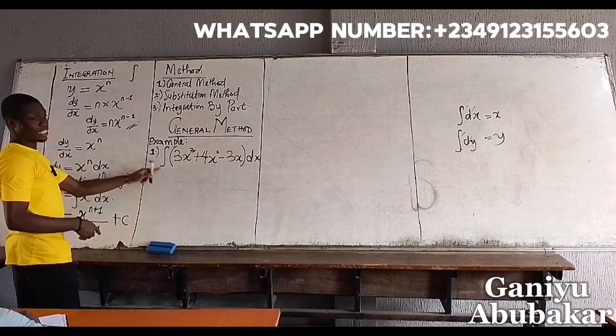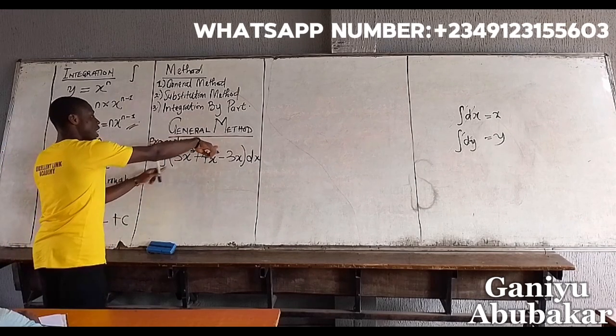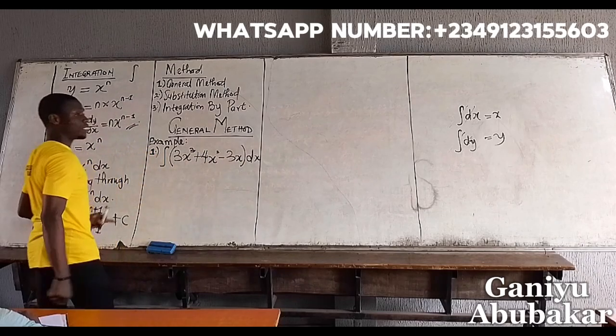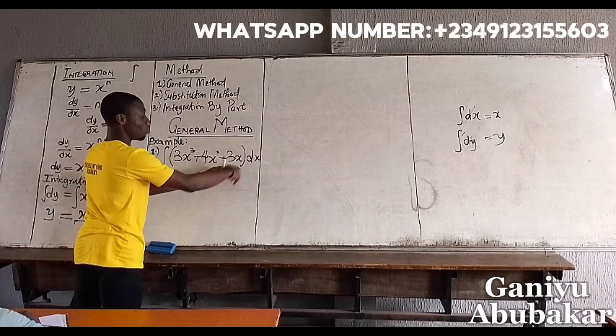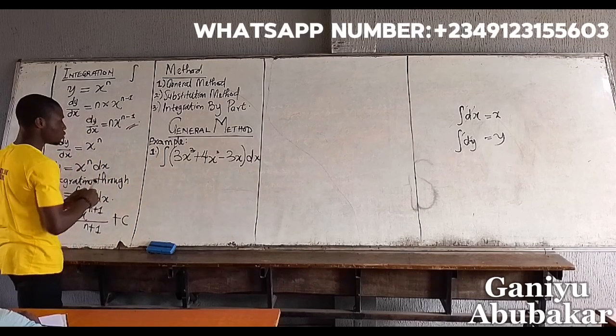Similarly, I'll use the integral symbol to multiply 4x squared and attach the dx to it. Finally, I'll multiply the integral symbol with 3x and attach the dx to it. So let's do that please.